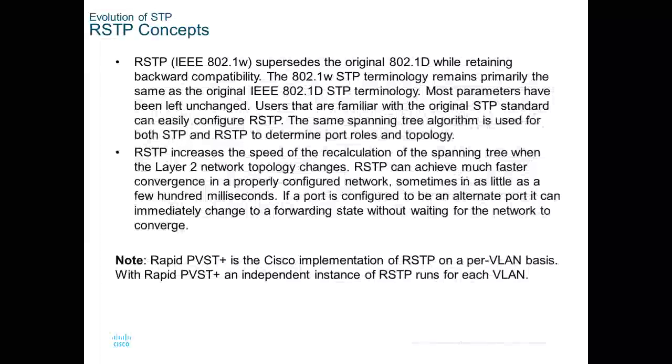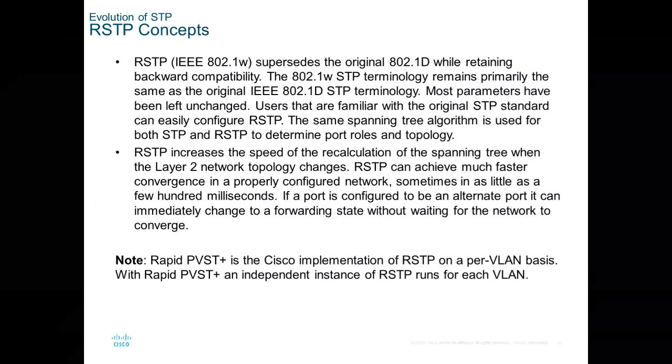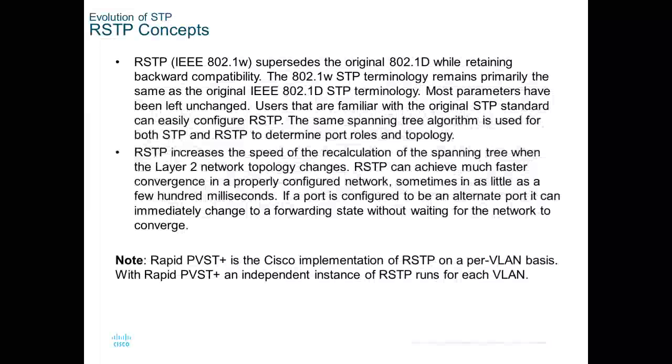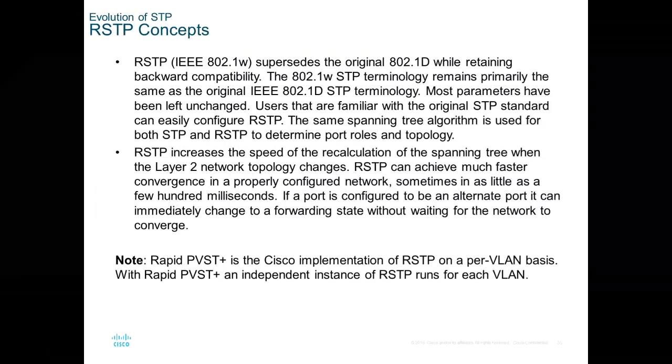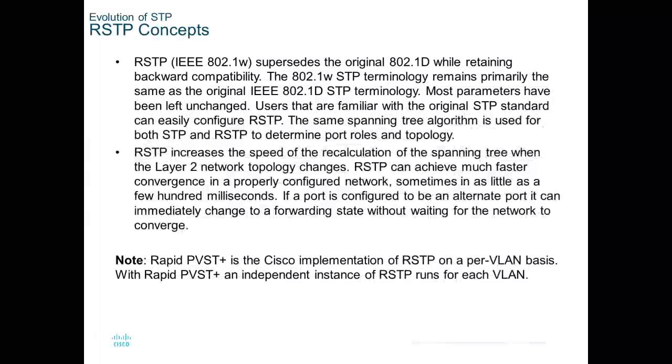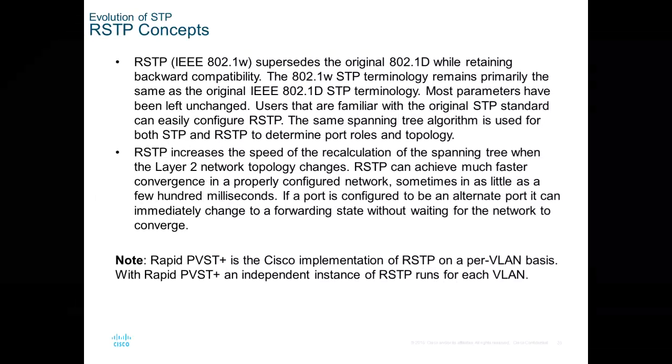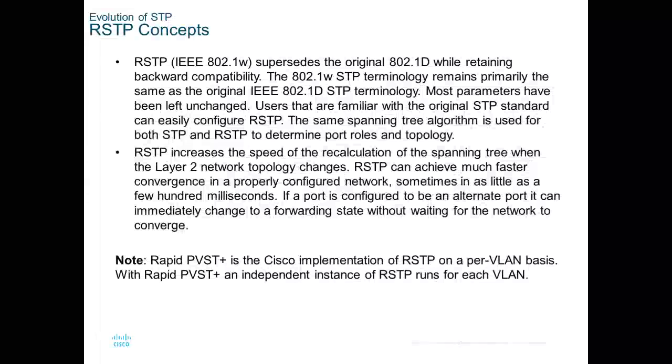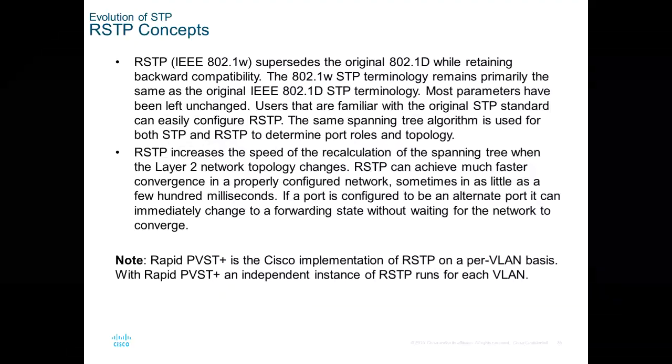So rapid spanning tree, which is 1W, supersedes 1D. But basically it goes to the forwarding quickly, as in it basically skips the listening and learning and just goes in the forwarding mode, which can be a bit dangerous. We'll worry about that when we do specific ones on rapid spanning tree.